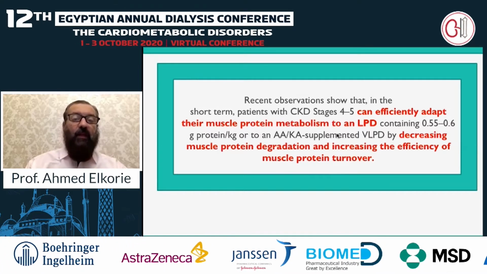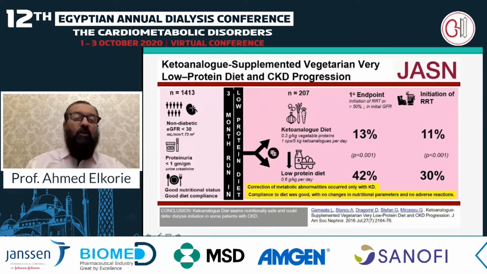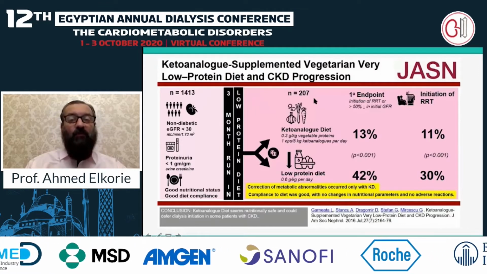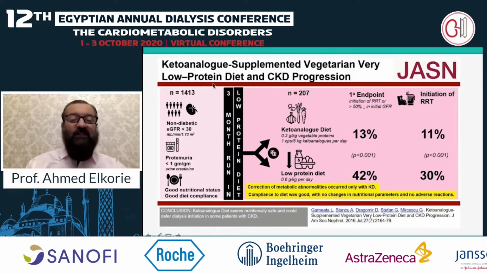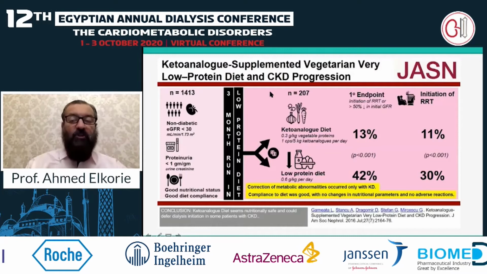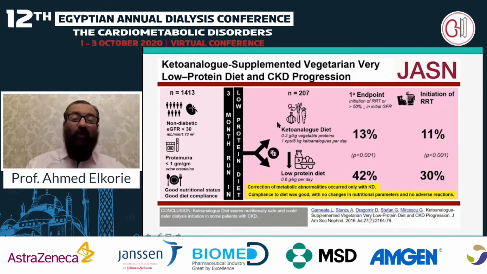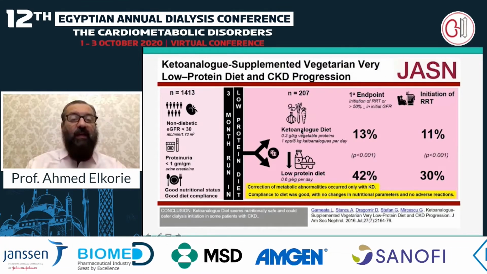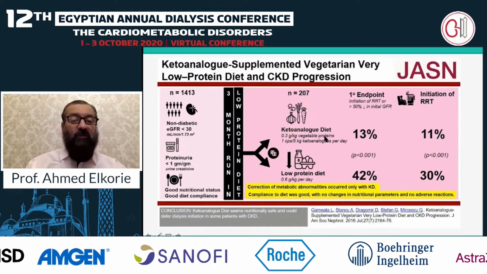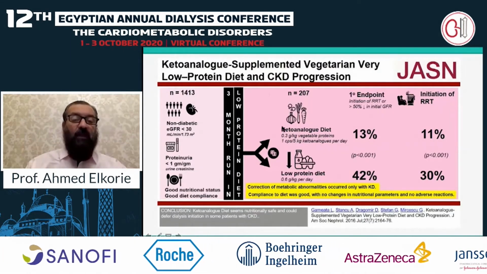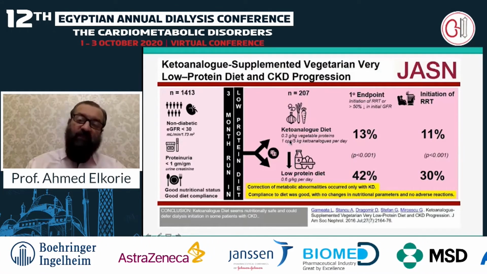Just to highlight this, a paper published in the JASN 4 years ago showed again that the keto analog supplemented with a vegetarian, very low protein diet decreases both CKD progression and the need for renal replacement therapy by up to 20 and 30%. Those patients were on a keto analog diet with 0.3 gram per kilogram of protein, mainly vegetable only, with 1 capsule for every 5 kilograms. And this is an important issue.